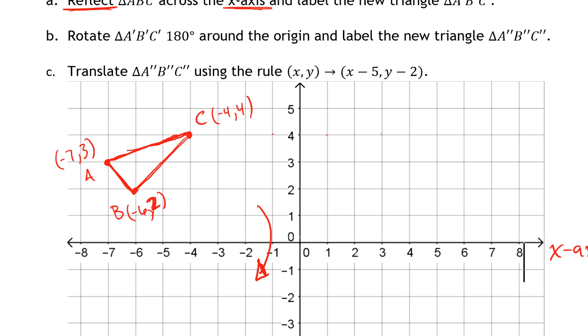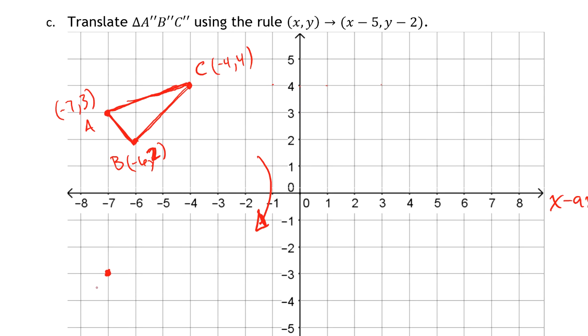And when we do this reflection, notice what happens. All the x values stay the same. Our x values of -7, -6, and -4 will stay the same. But our y values, which are positive, are going to become the opposites. So A is going to move to -7, -3. So this is the new location for A. We'll call it A prime, and it's located at -7, -3. Our next point is going to be point B, and it's going to be at -6, -2. I'm going to call this B prime, and again it's at -6, -2.